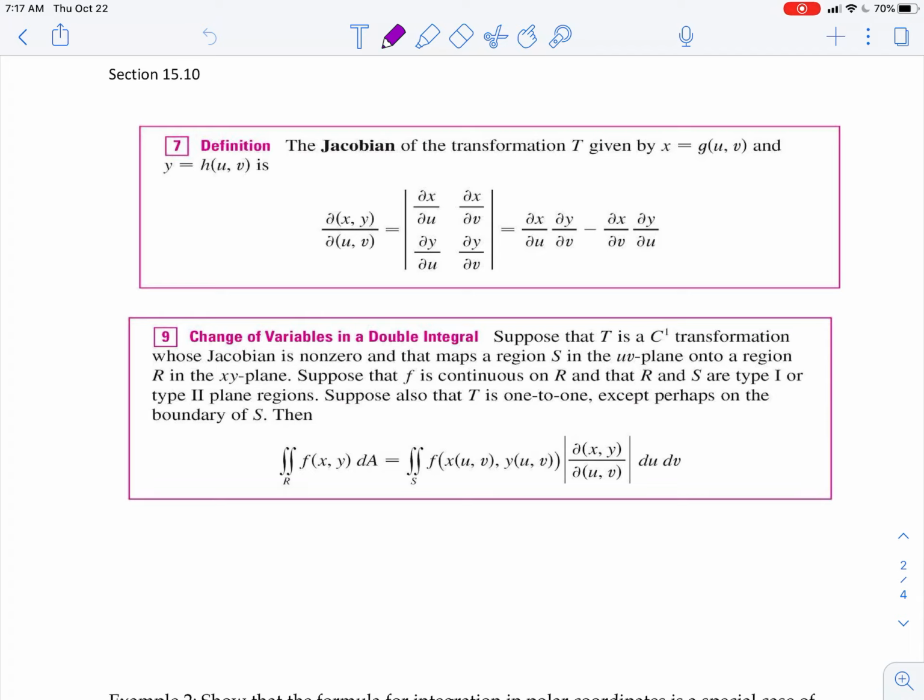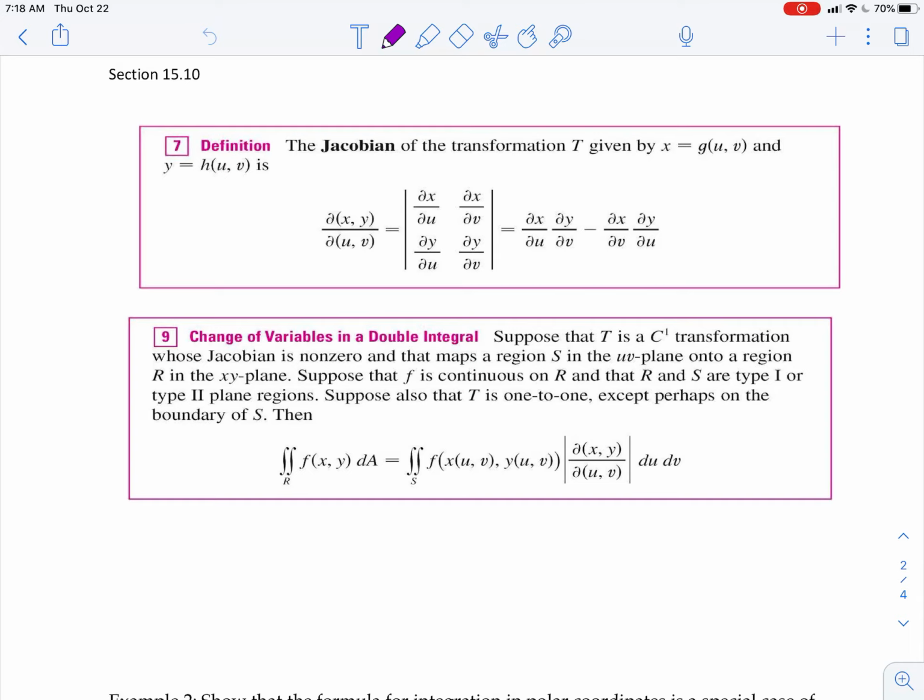We're going to talk about what the Jacobian is, and then its implementation when we're doing double integrals and also triple integrals as well. So the Jacobian of the transformation T given by x equals g. When we're transforming our regions, we're going to put x in terms of u, v and y in terms of u, v. To do that, we're also going to have to take into account the Jacobian.